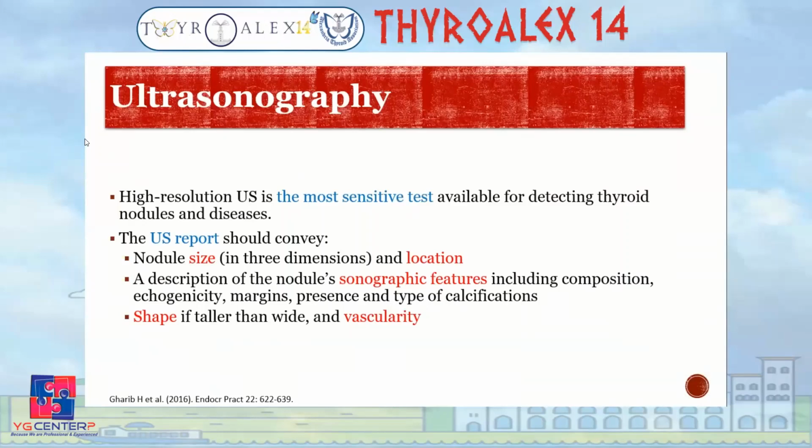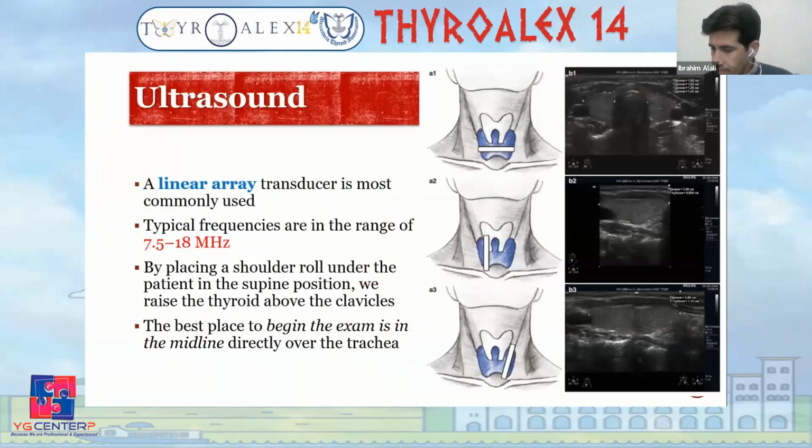The ultrasound report should include nodule size in 3 dimensions and the location of the nodule within the thyroid lobes. A detailed description of the nodule sonographic features, including composition, echogenicity, margins, presence and types of calcifications, and also the shape of the nodule, if it is taller than wide, and the vascularity. We are using the linear array transducer, and we are using frequencies 7.5 megahertz and above to better visualize the thyroid.